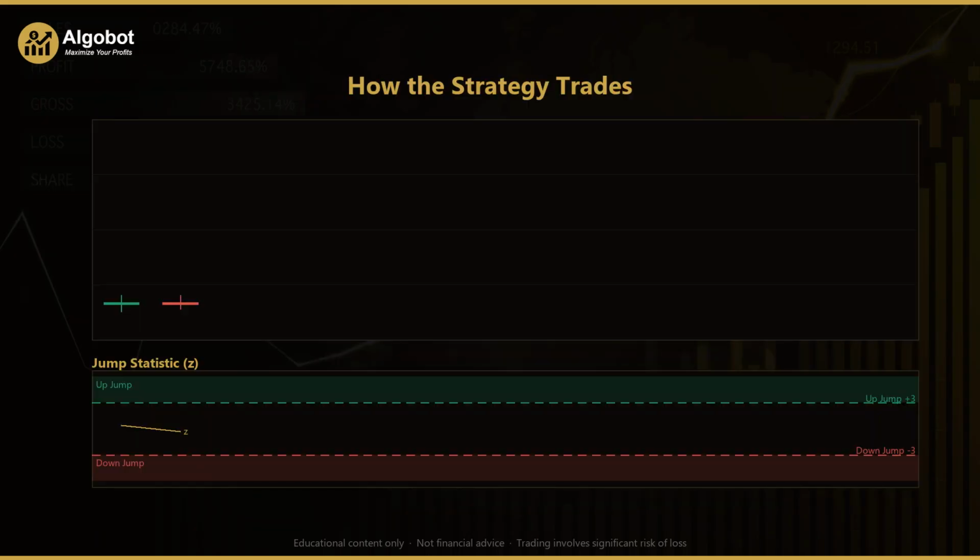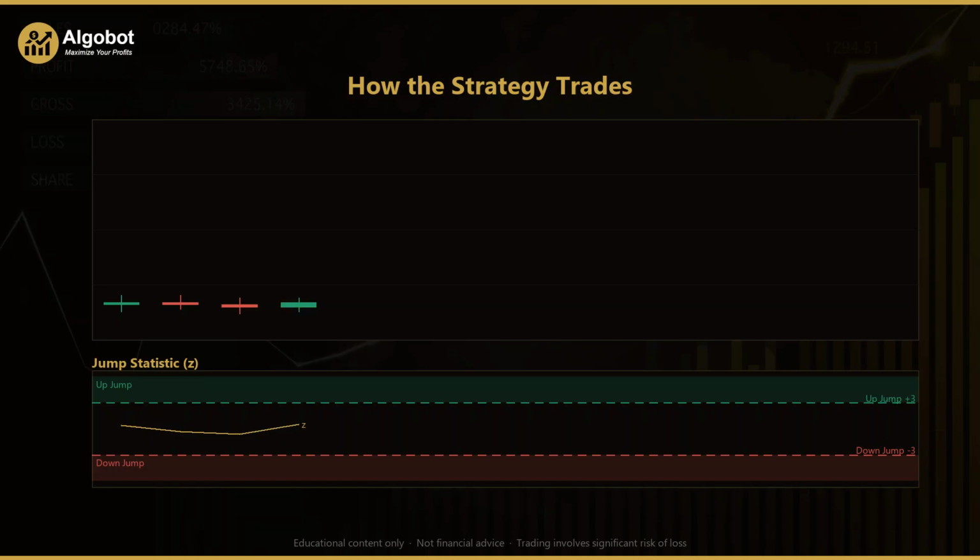Now let's bring it all together on a chart. On screen is a EURUSD 15-minute example. Below the candles is a subpanel plotting the jump statistic, the z-score of each bar's return against the jump-robust volatility. Two dashed lines mark the thresholds, one at +3 for upward jumps, and one at -3 for downward jumps. Whenever the statistic pushes into the shaded band beyond either line, the strategy is looking at a genuine jump.